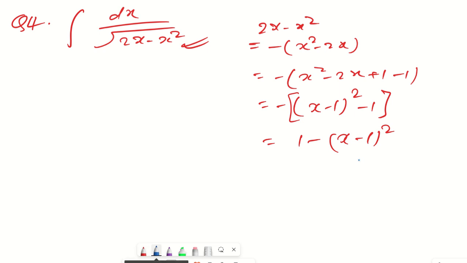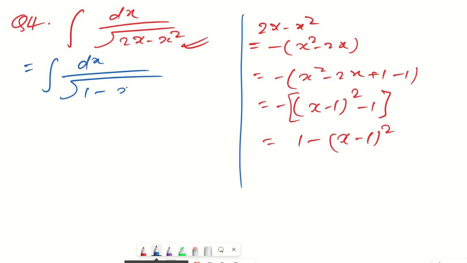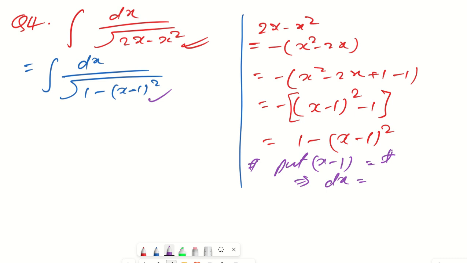So this particular integration can be written as integration of dx by a square root of 1 minus x minus 1 whole square. So your aim is to make sure how you change or simplify this in terms of 1 minus x minus 1 whole square or something like that. Now what would be our next process? Next process is to put this particular term so that we can get rid of this. So what we can do? Put x minus 1 is equal to t. So what we are going to get? dx is equal to dt.